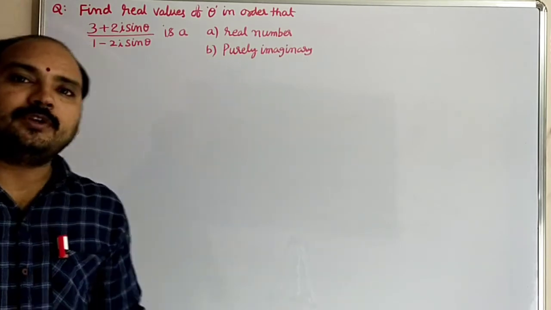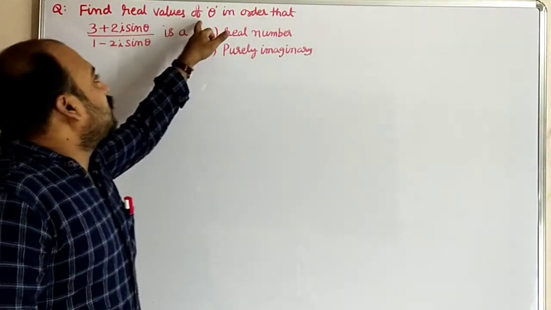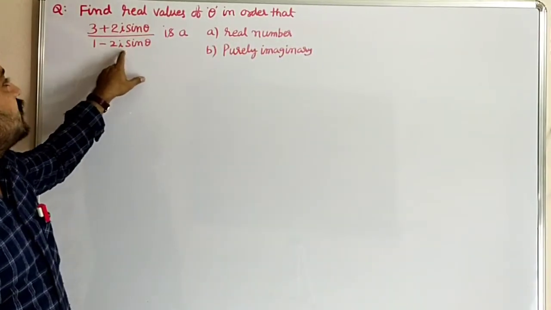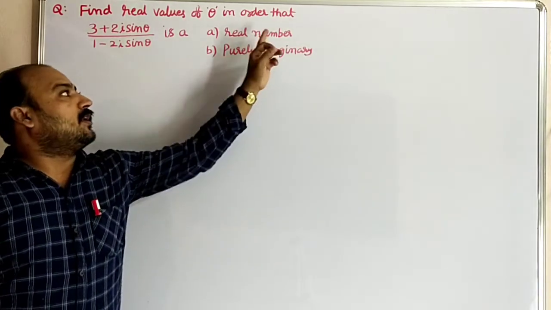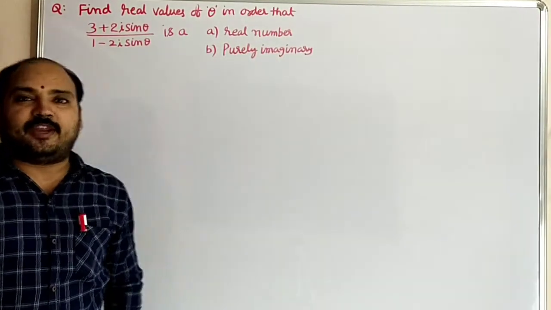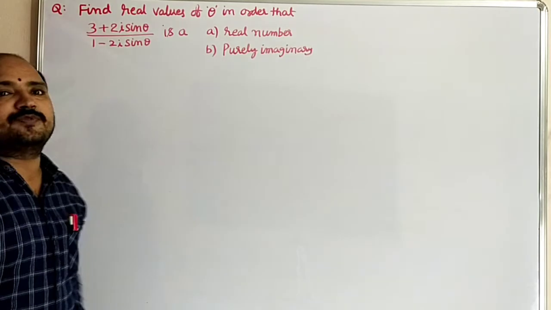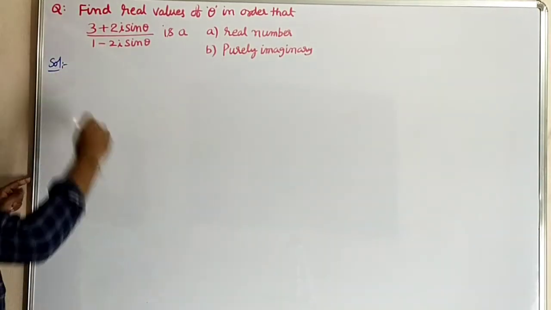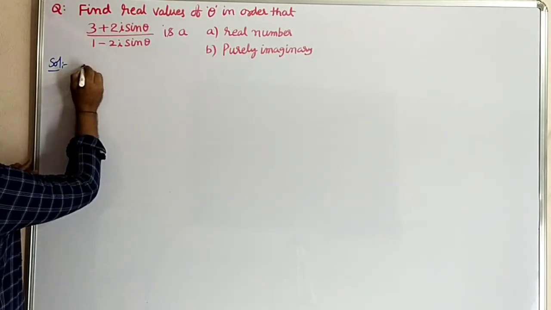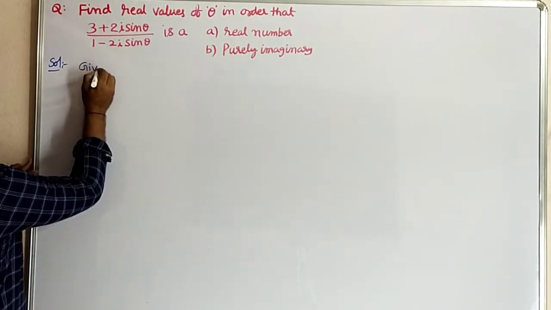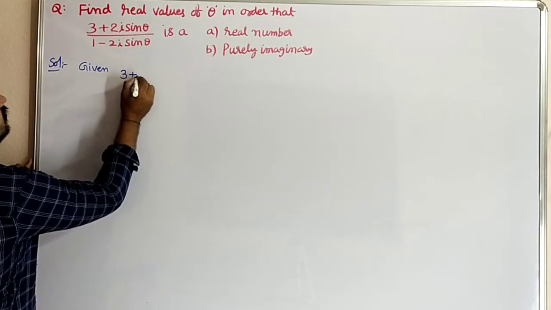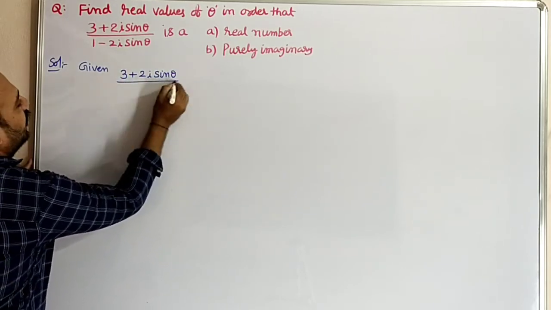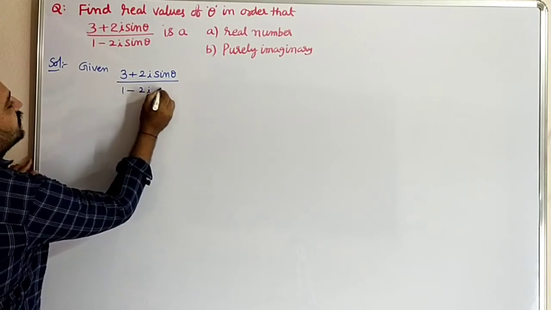The next question. Find real values of theta in order that (3 + 2i sin theta)/(1 - 2i sin theta) is a real number, purely imaginary. You have to calculate the real values of theta. First, you have to simplify the given complex number. Given (3 + 2i sin theta) divided by (1 - 2i sin theta).